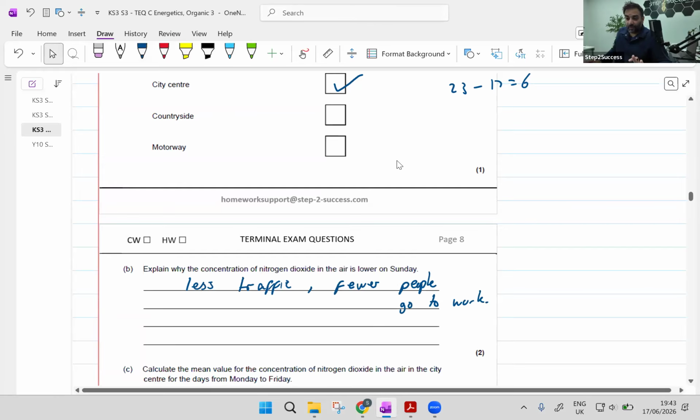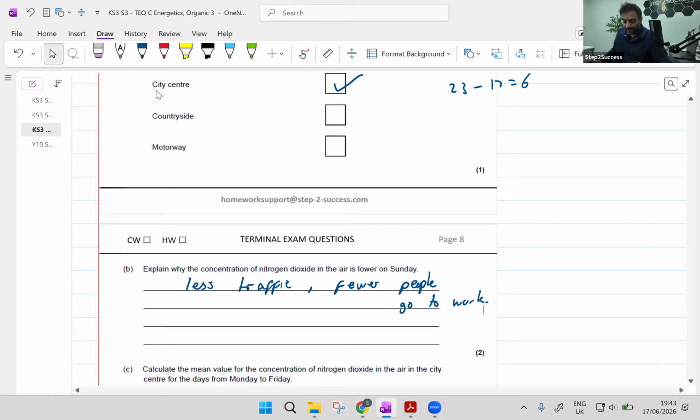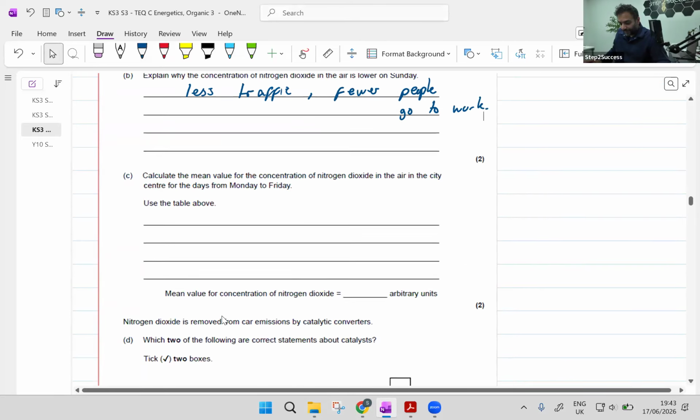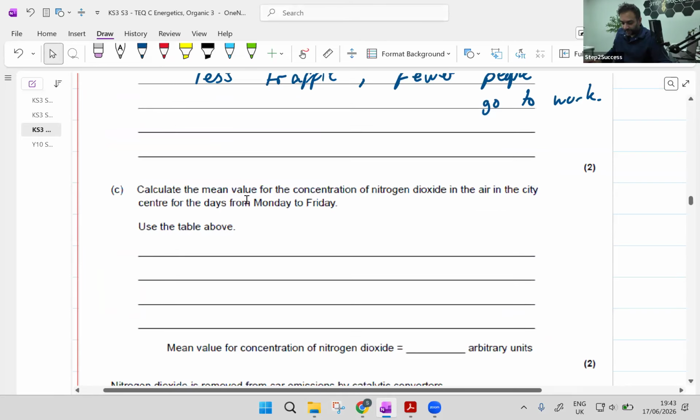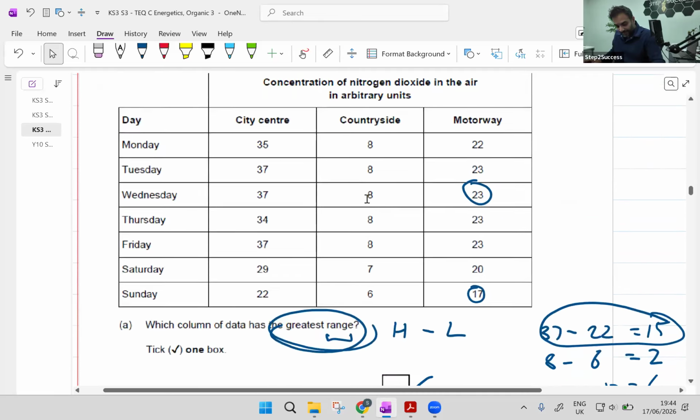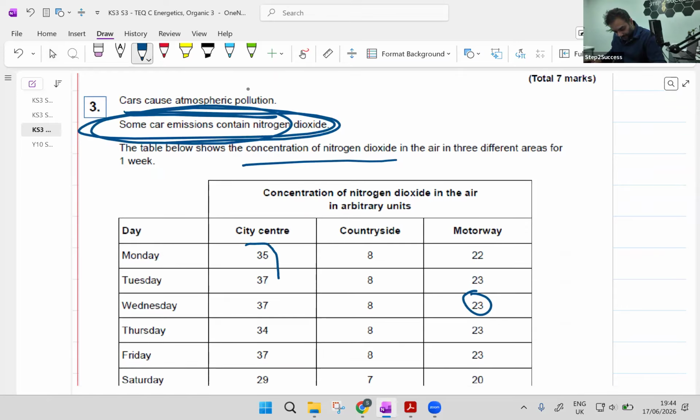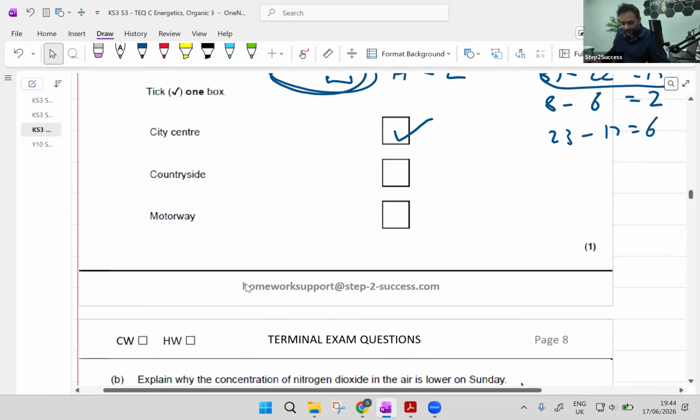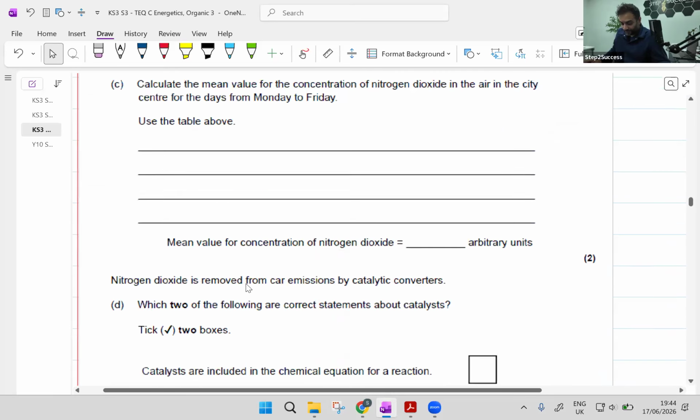So three, four, five. I'm not doing any more than three, four, and five, just so you know. I'll stop there. Calculate the mean value for the concentration of nitrogen dioxide from Monday to Friday. I'm not going to do this, I'm going to tell you how to do it. For the city centre, mean Monday to Friday, what you have to do is add up these numbers and then divide the answer by 5. That is how you calculate the mean.